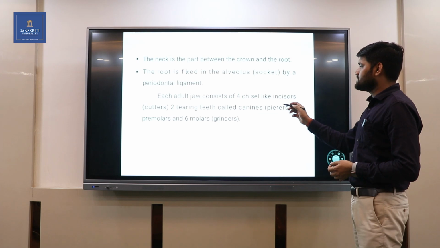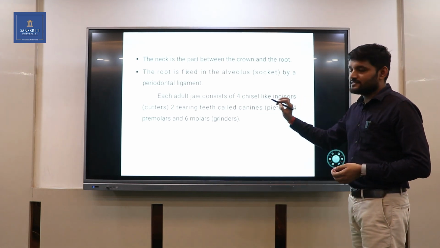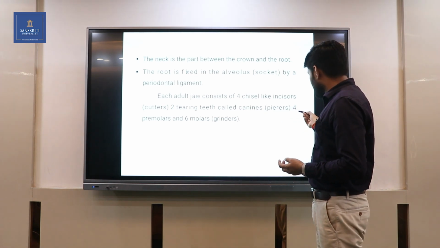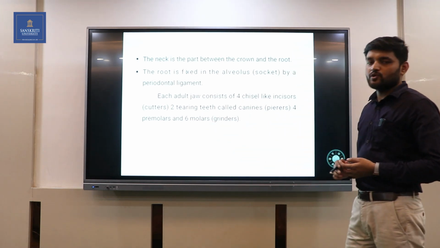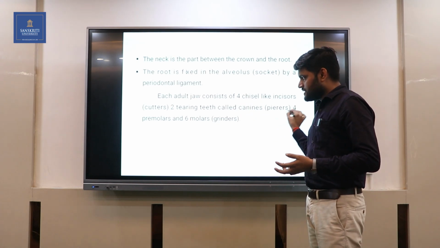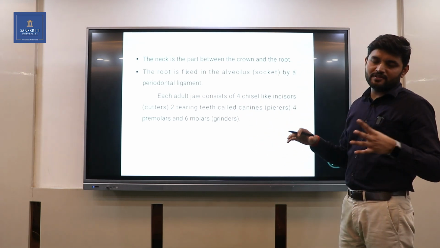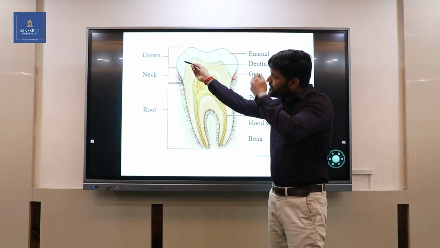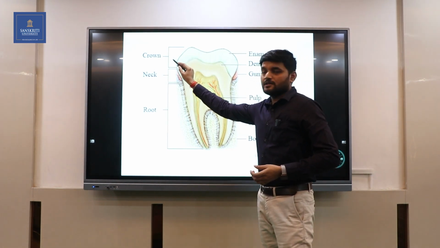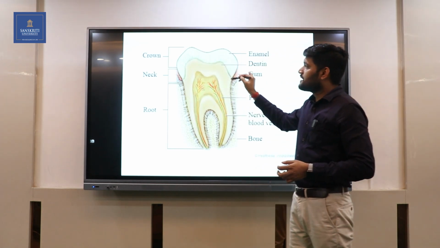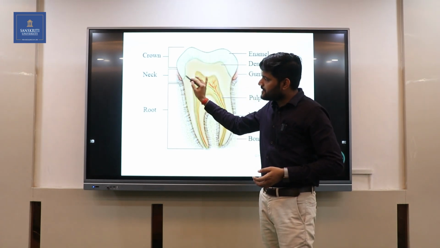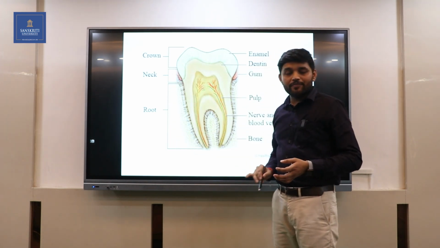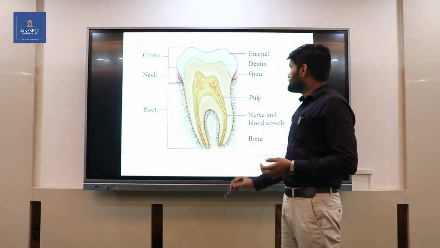Each jaw consists of four incisors, two cutters, two tearing canines, and four premolars and six molar grinders. So different teeth are there and they have different functions. Here three parts are there. Firstly, from here to here is known as the crown. This is the crown. After that, this is the neck. Below the crown and neck is the lower part of the tooth, known as the root.